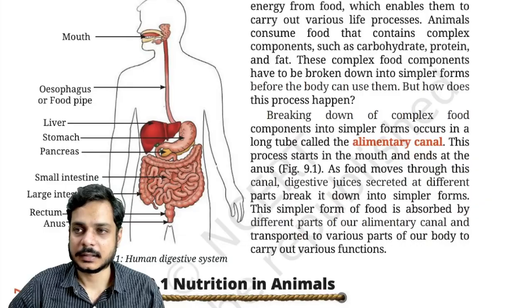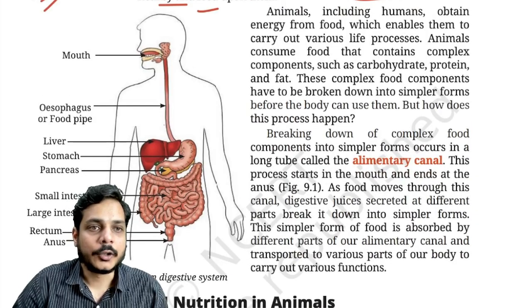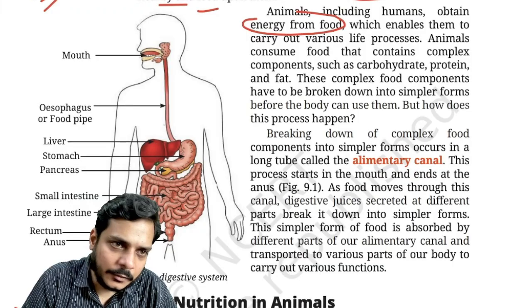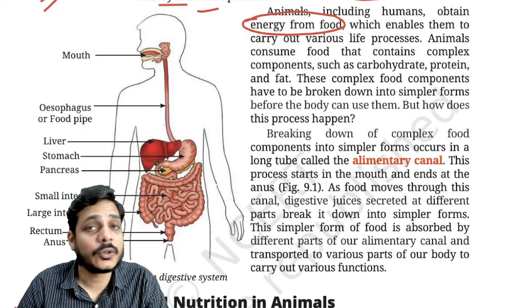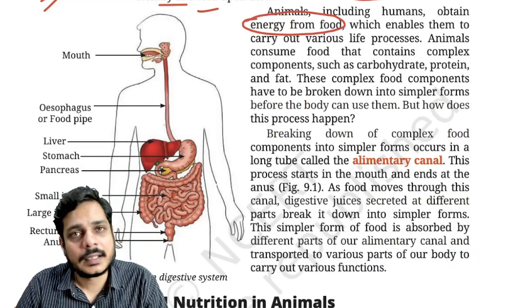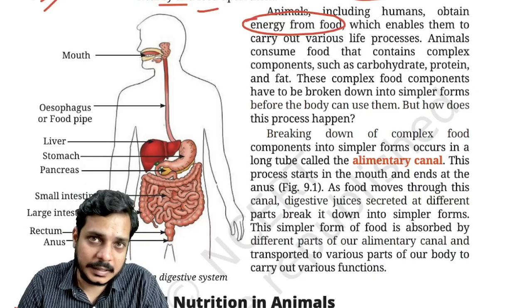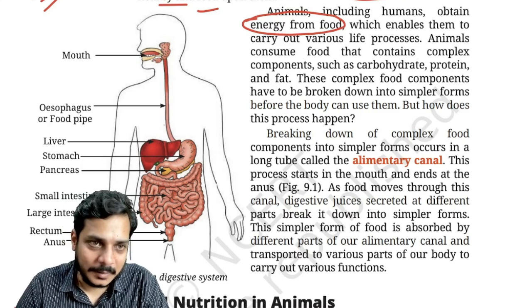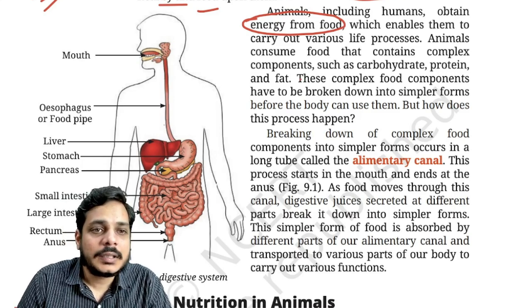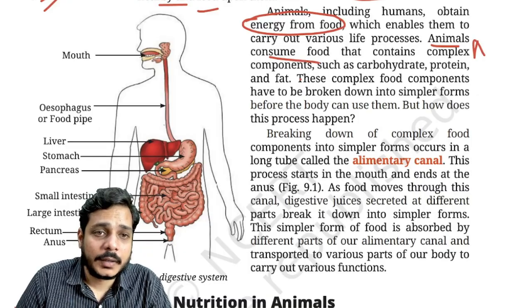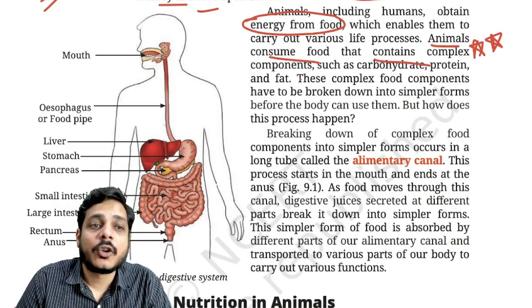Animals, including humans, obtain energy from food. This is one statement that we have constantly said. We have also said that the main source of energy is the sun. Even if it is a cow feeding on grass, the grass derives its energy from the sun, and therefore the cow also derives its energy from the sun. Now, animals consume food. This is an important statement. Animals consume food that contains complex components.